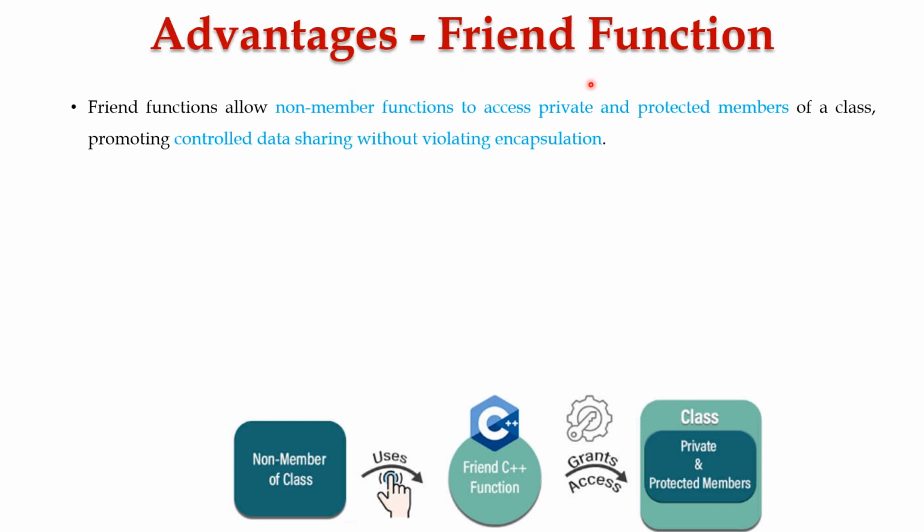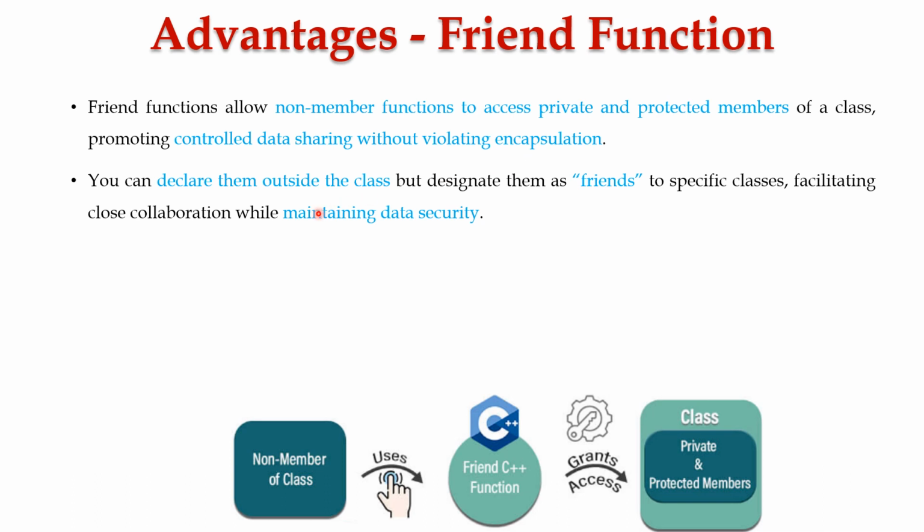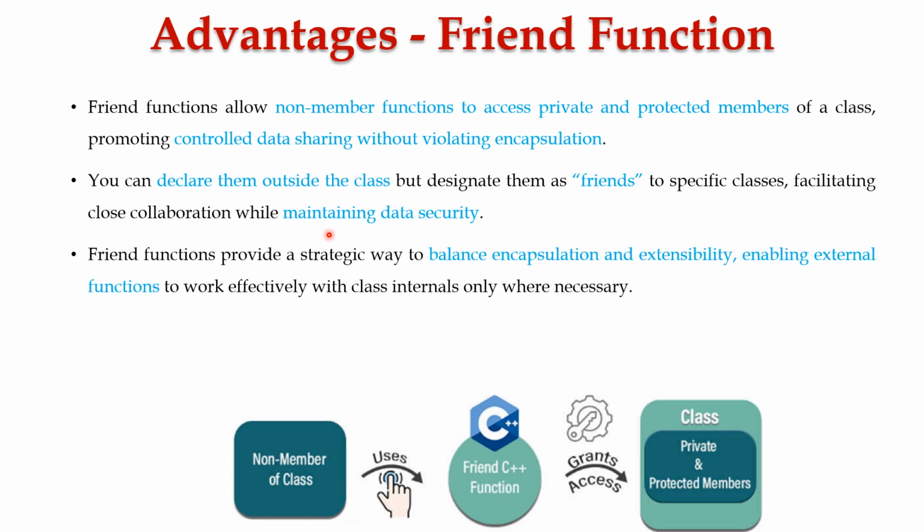Advantages of friend function. It allows non-member functions to access private and protected members of a class, promoting controlled data sharing without violating encapsulation. You can declare them outside the class, but designate them as friends to specific classes, facilitating close collaboration while maintaining data security. Friend function provides a strategic way to balance encapsulation and extensibility, also enabling external functions to work effectively with the class internals only whenever it is necessary.